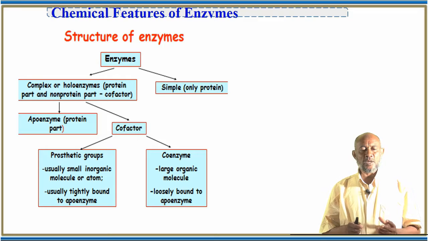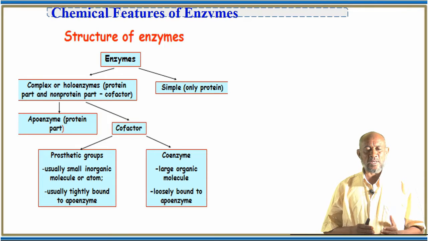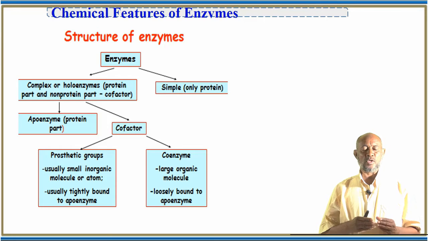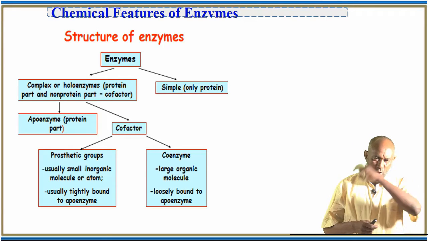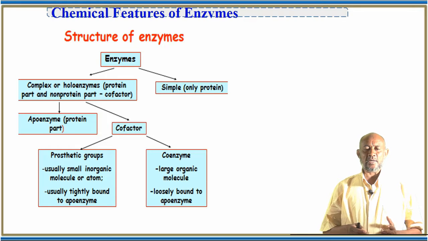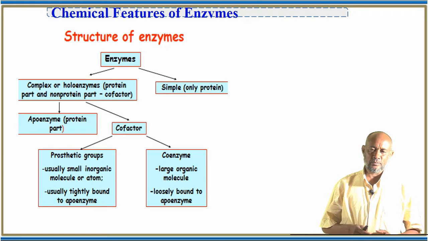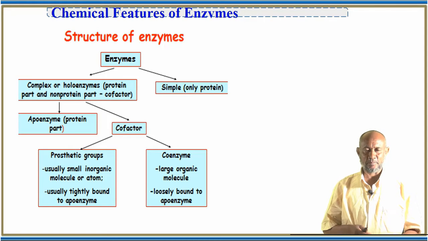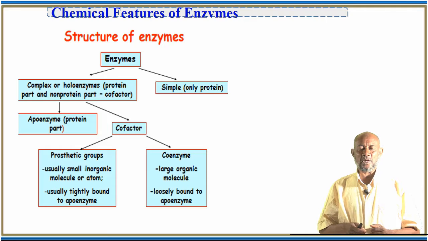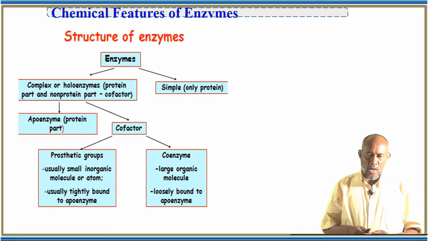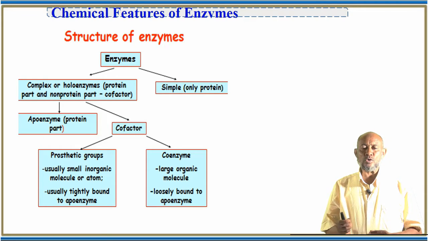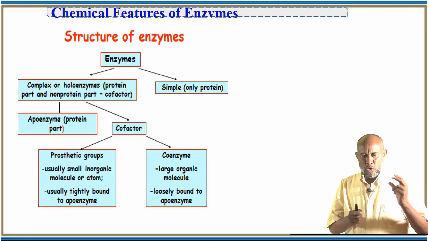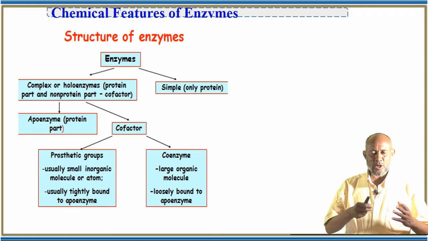Usually tightly bound to the apoenzyme. The prosthetic group is tightly bound to the apoenzyme. The coenzyme is a large organic molecule as compared to the prosthetic group. The prosthetic group is small and inorganic, but the coenzyme is a large organic molecule which is loosely bound to the apoenzyme. Prosthetic groups are tightly bound.